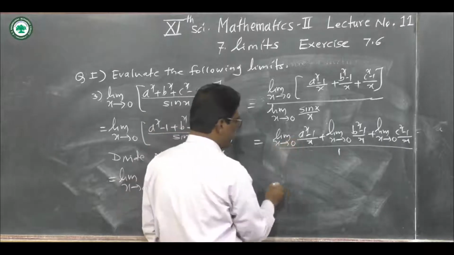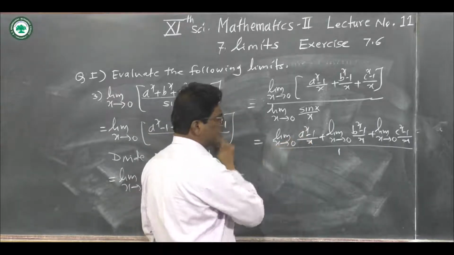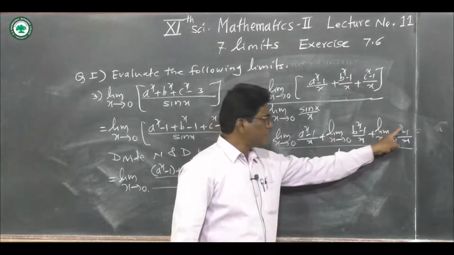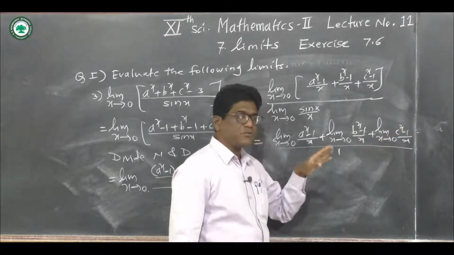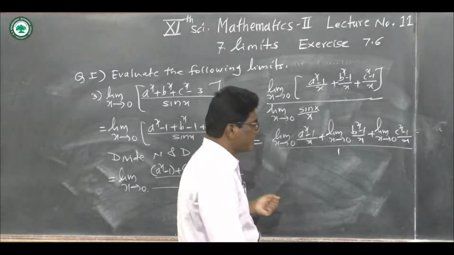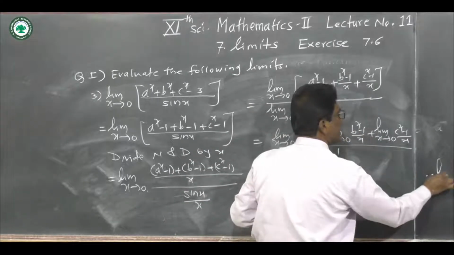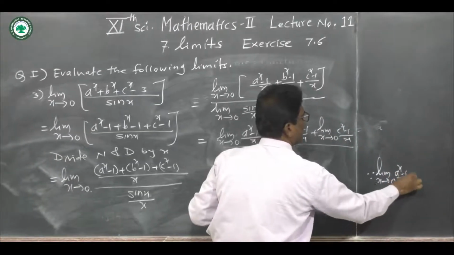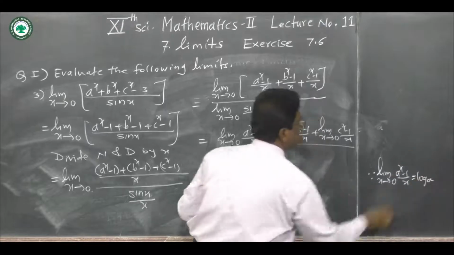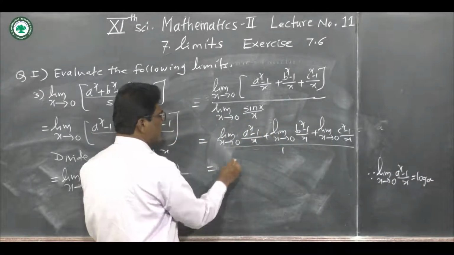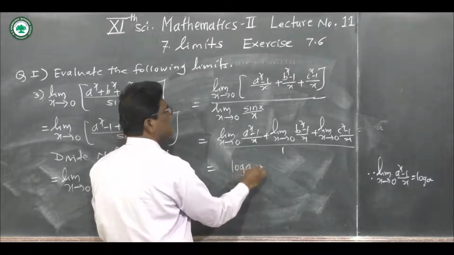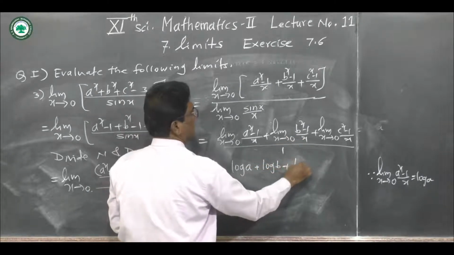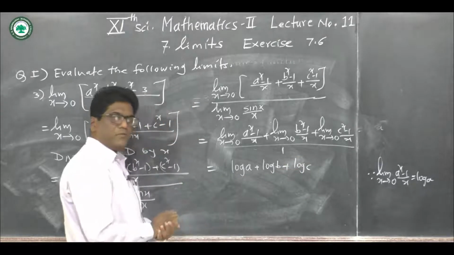Now this is the standard formula: a^x minus 1 divided by x, x tends to 0, here also, and here also. So the formula is log a. We write the formula: limit as x tends to 0 of (a^x - 1)/x is equal to log of a. So it is equal to log of a plus log of b plus log of c, and divided by 1.